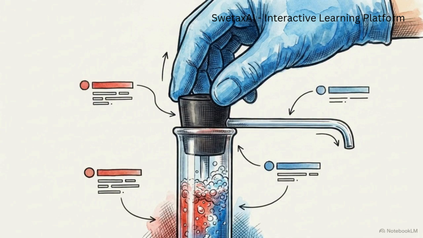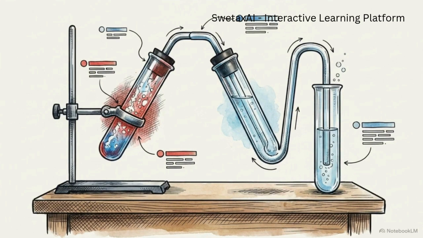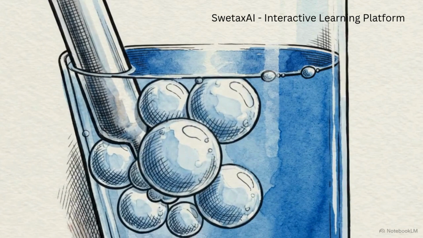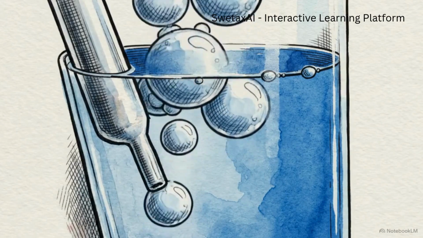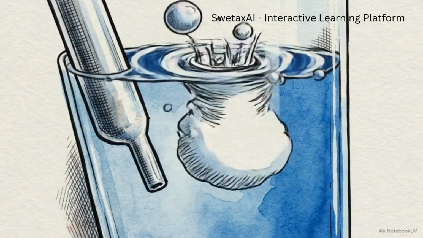Immediately press the stopper into the reaction tube. This rapidly forces all that newly generated gas out and over through the delivery tube. Watch the receiving tube. Over the next 10 to 15 seconds, as gas bubbles through the clear lime water, it turns distinctly milky white.